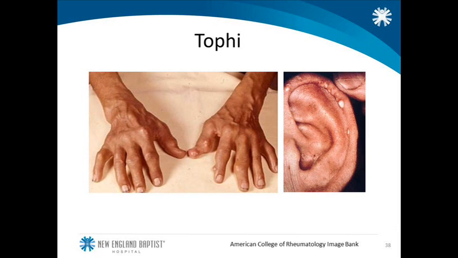These are tophi in patients with tophaceous gout, and these are things that we like to try to prevent. A good place to look for these is on the pinnae of the ears. They're also commonly seen over joints that have been affected by gout flares. And with treatment, these can dissolve over time.